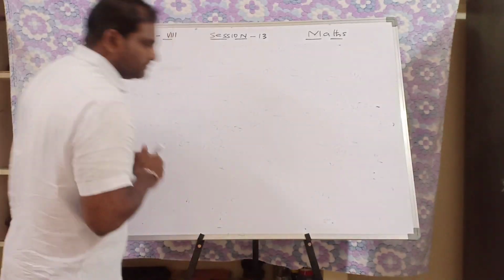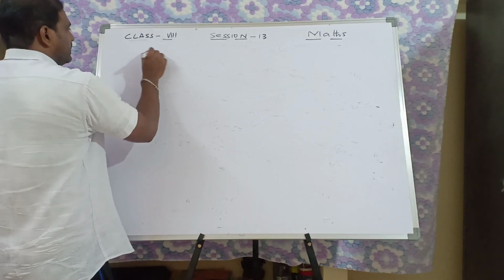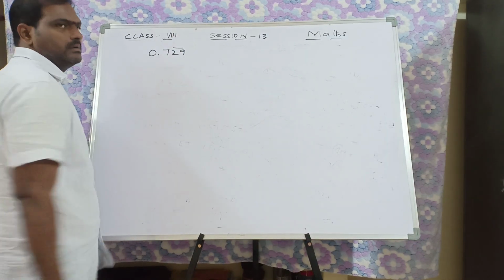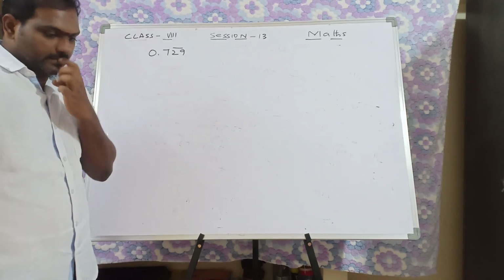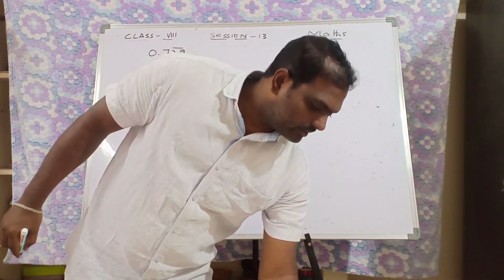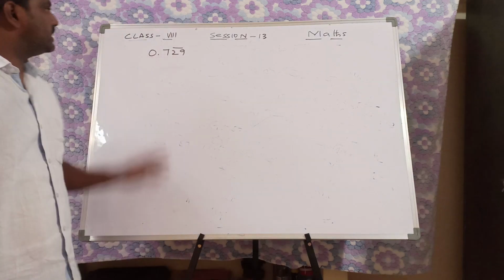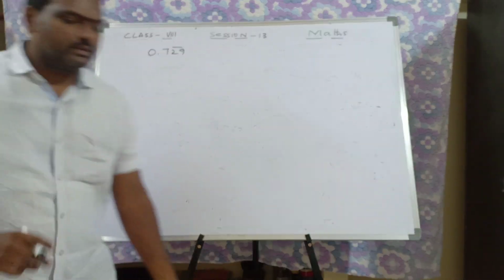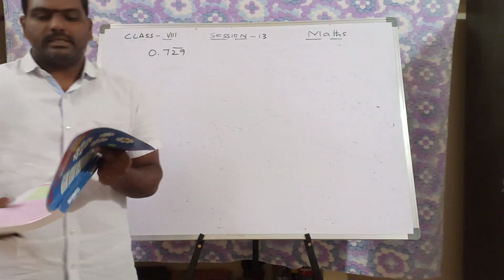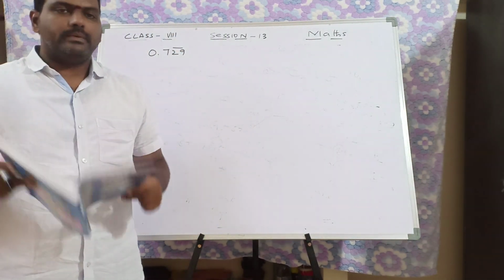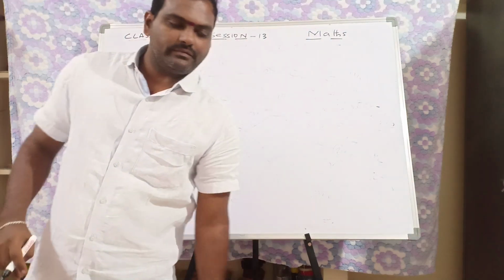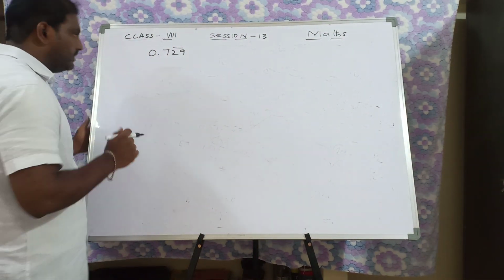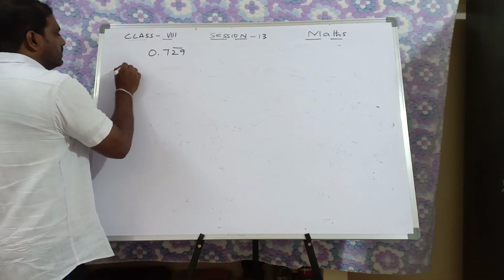The question is 0.729 bar. So bar is given for only 29. All the students took 729 bar. That is wrong. Look at the question properly. I mentioned it from the textbook only. It may be because of the visibility confusion, but actually the question is 0.729 bar. So I'll explain how to do this one.